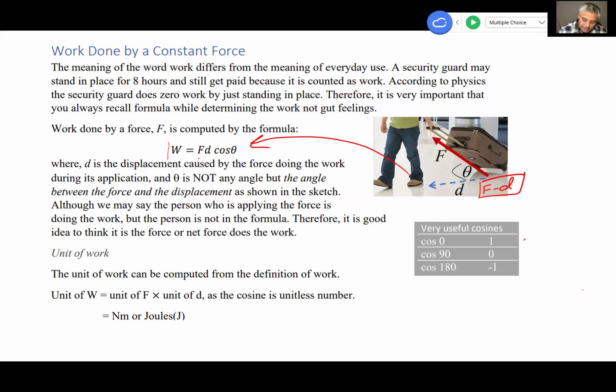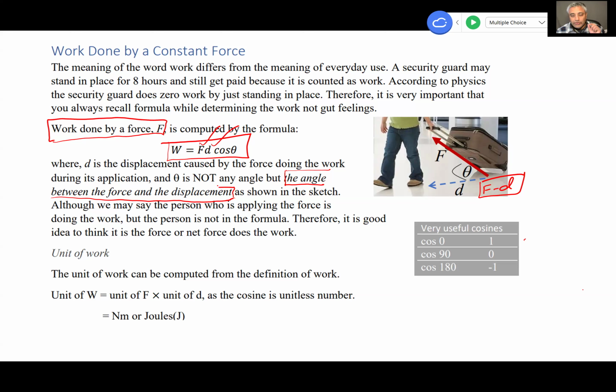And how do we read this equation? Work done by a force is equal to the product of the force, displacement caused by the force, and the angle between the force and the displacement. Okay. So those things are very important. Keep that in mind so that you can correctly find the work done.